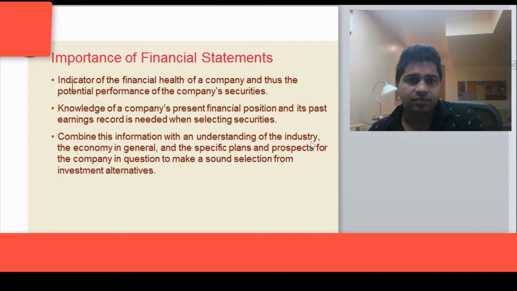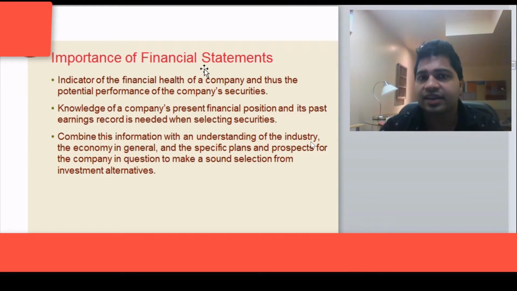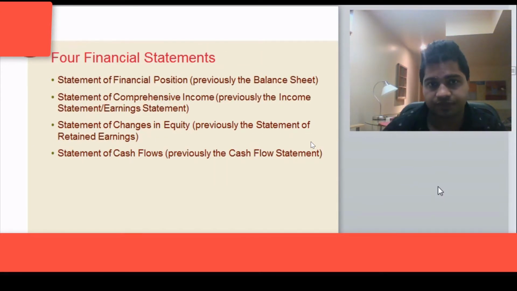Now they are important because financial statements are an indicator of the financial health of the company and thus the potential performance of the company's securities. Knowledge of a company's present financial position and its past earnings is needed when selecting securities. So when you decide to invest in a company, you need this information. Combining this information with an understanding of the industry, the economy in general, and the specific plans and projects for the company helps you to make investment decisions. So financial statements are important for existing investors as well as potential investors.